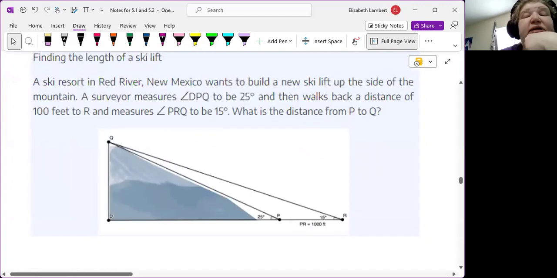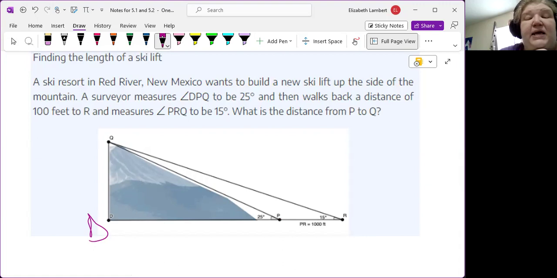All right, now we have a ridiculous ski lift. I zoomed it in a lot because these letters are kind of hard to see. So this point down here is D. So D, P, Q is 25 degrees.